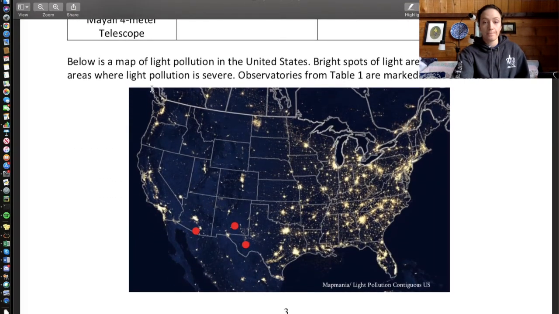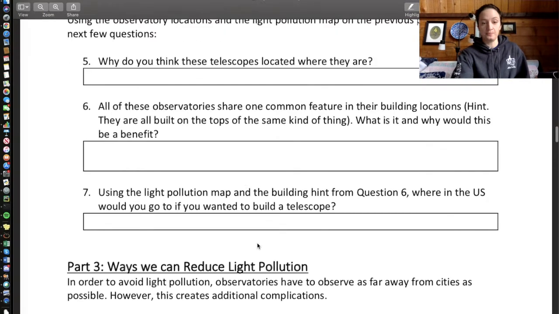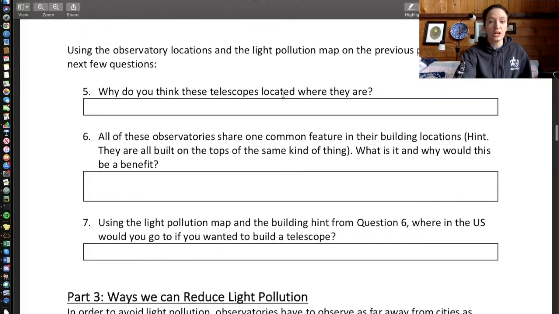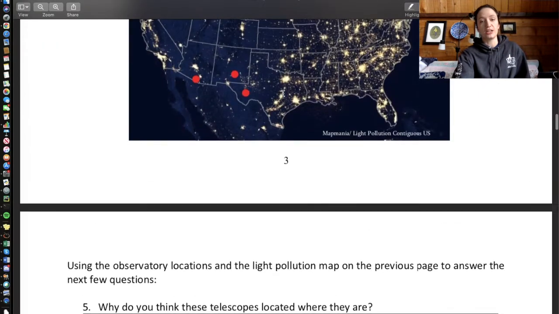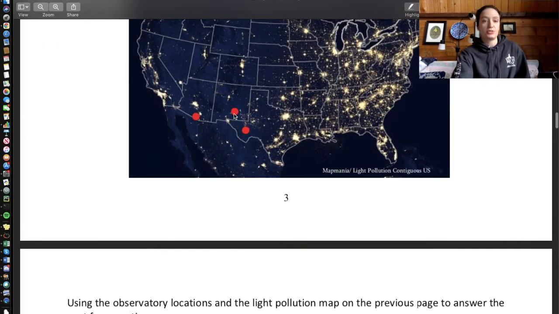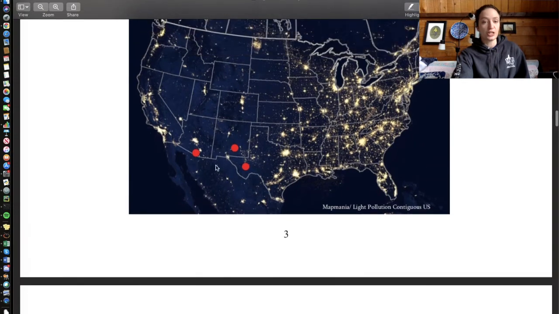So now, the observatories that you just looked up are marked with red circles. And we'll be referring back to this image for the next few questions. So question 5, why do you think these telescopes are located where they are? So again, these red dots are way over here. This is a map of light pollution.